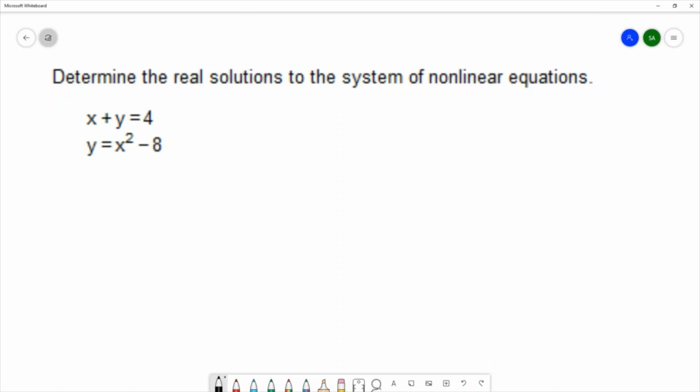So the first equation is a linear equation because we have the first power on these variables, and that means the graph is going to be a straight line. The second equation is a quadratic because of the squared on the x and not on the y. And the graph of a quadratic is a parabola.